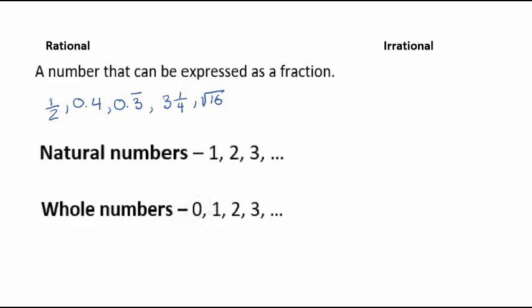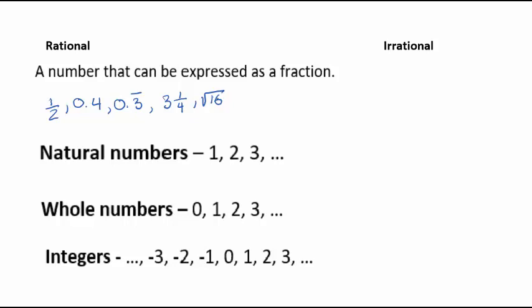And then we have integers. Integers are all the whole numbers, including the opposite of the whole numbers. The opposite of 0 is 0, the opposite of 1 is -1, the opposite of 2 is -2, and so on. So integers, whole numbers, and natural numbers are rational.